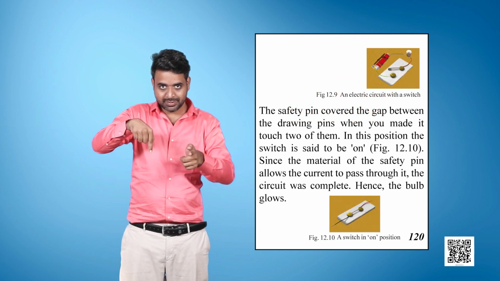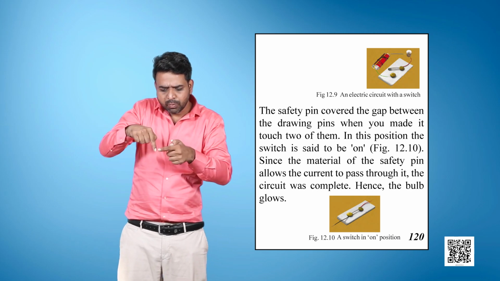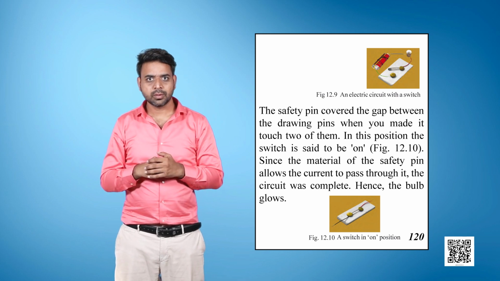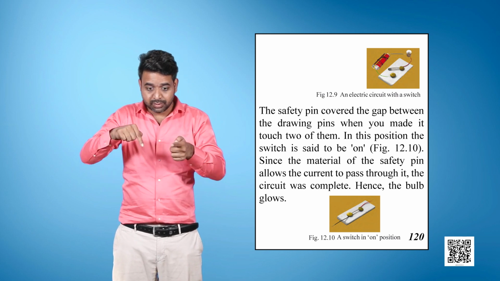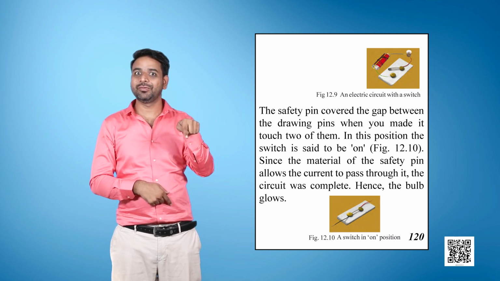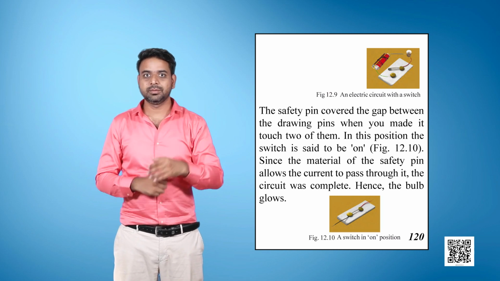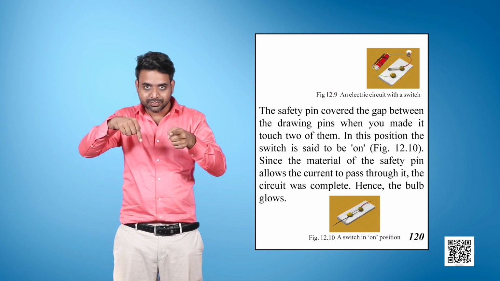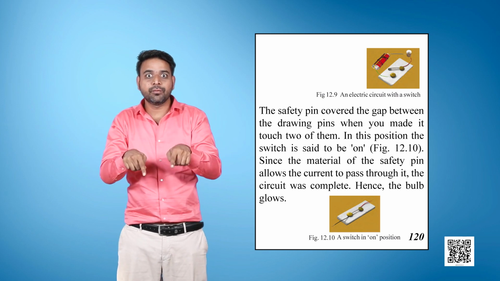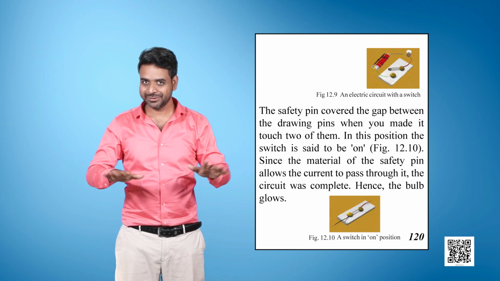The safety pin covered the gap between the drawing pins when you made it touch two of them. In this position, the switch is set to be on as shown in figure 12.10. Since the material of the safety pin allows the current to pass through it, the circuit was complete, hence the bulb glows.